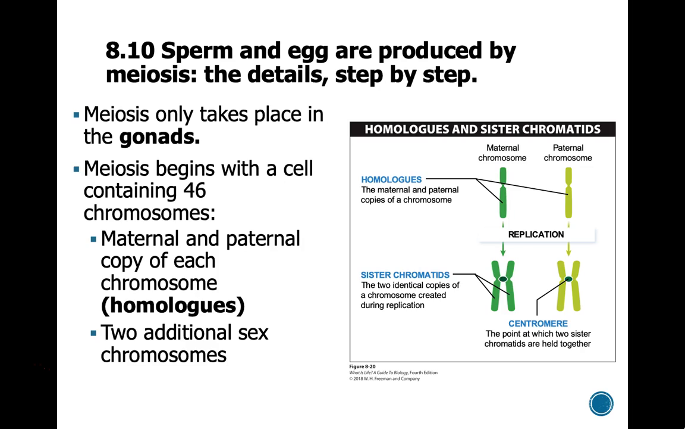So there's a couple of terms that I introduced in one of the earlier videos that I want to review here. And this is the idea of homologous chromosomes and sister chromatids. So homologous chromosomes are chromosomes that have the same gene locations all the way down. They also have the same physical characteristics.